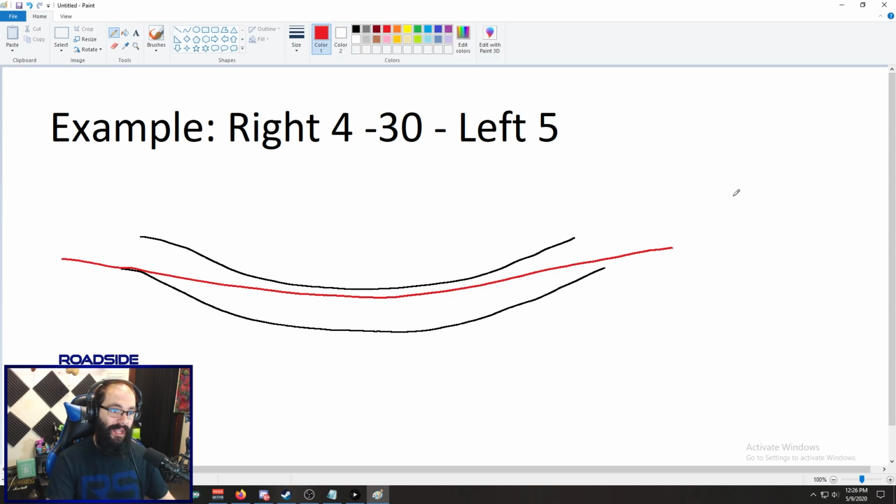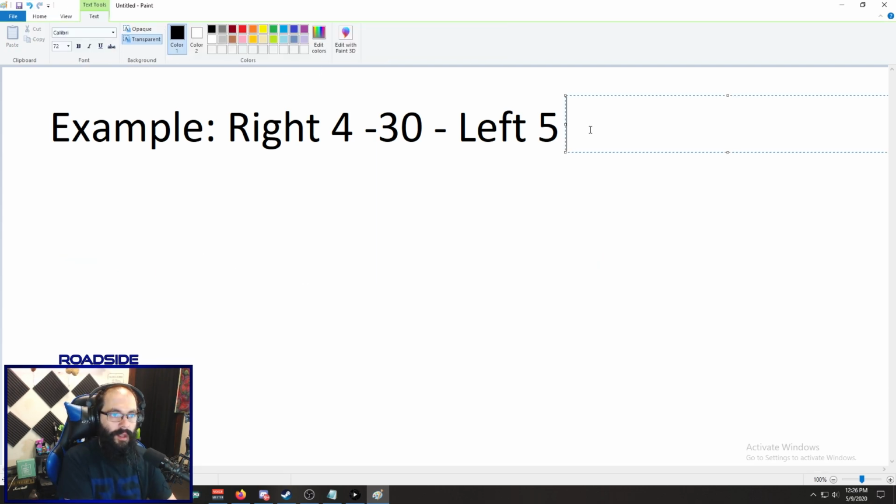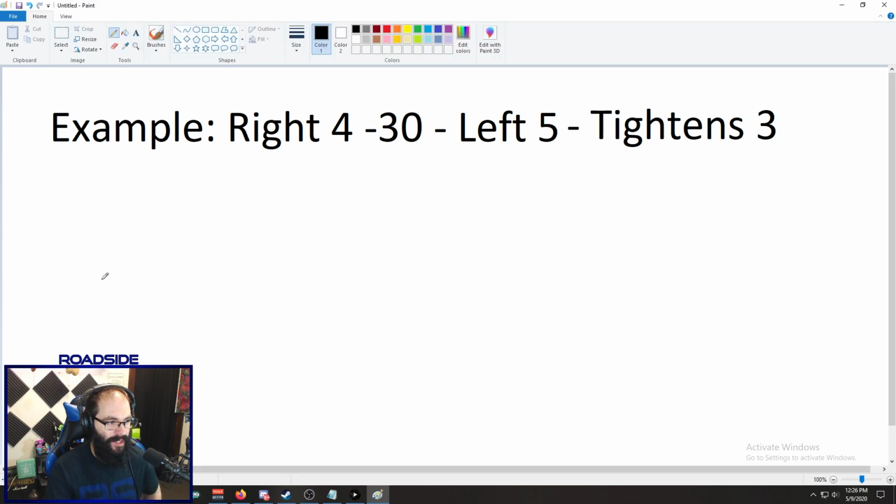Now, let's say for just a demonstration, and this is how important your pace notes are going to be. Let's say, for example, this left 5 then turns into a tightens 3, okay? So what this is going to end up looking like is, again, similar to what we had before. We're going to have our right 4, our little bit of a straight. It's going to come up over here and then tighten.